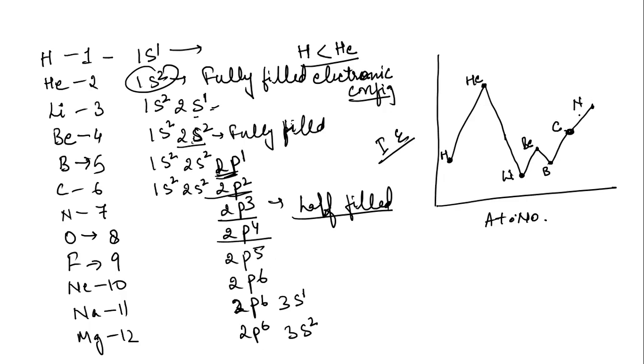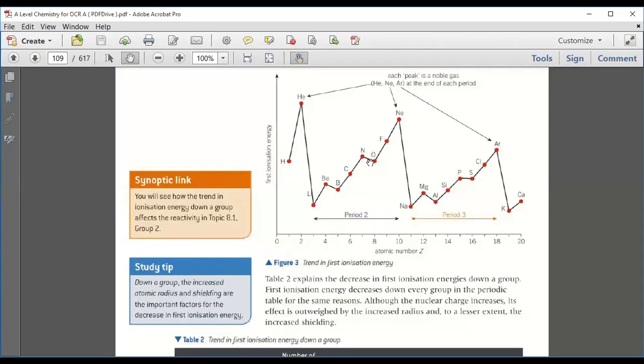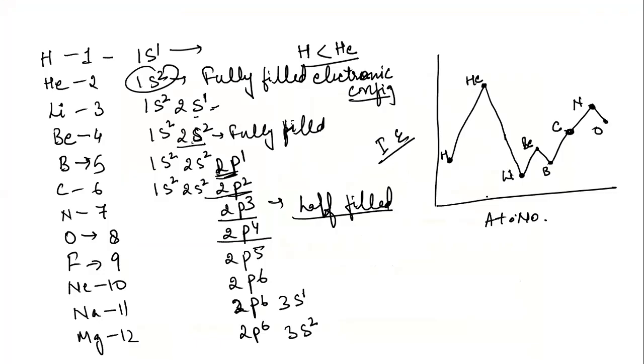Now the oxygen part. For oxygen, it will decrease a little bit, and then it will move up. Now fluorine. Fluorine is 2p5. Will it be difficult or easy to remove an electron from fluorine?